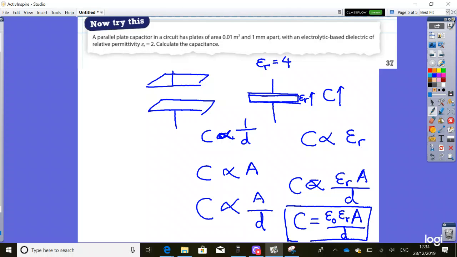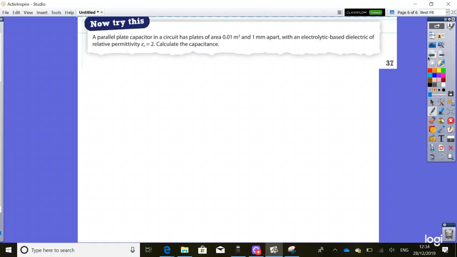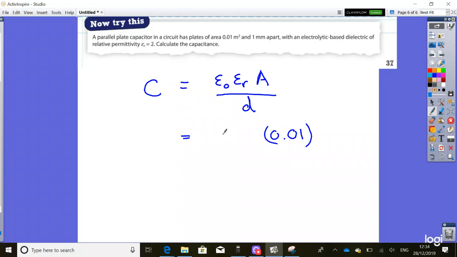Okay, so let's use the next page. We now know C is equal to epsilon naught epsilon r times A over D. Do we know all these parameters? First, we know the area is 0.01, so that's good. And we know the relative permittivity is 2, so times by 2. Now, the permittivity of free space, you will find in the formula sheets, is 8.85 times 10 to the power of minus 12. So it's very small.